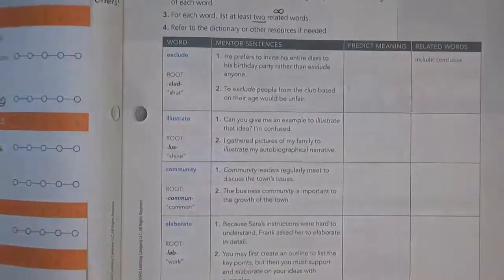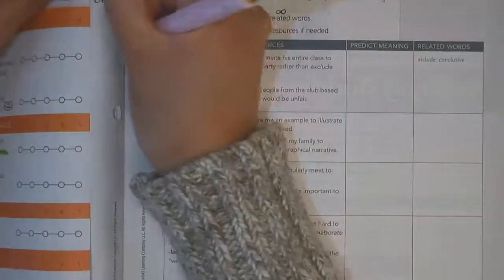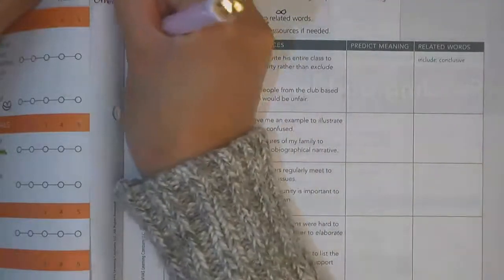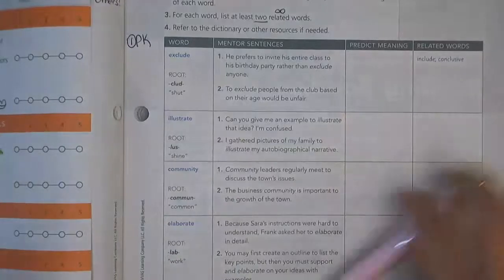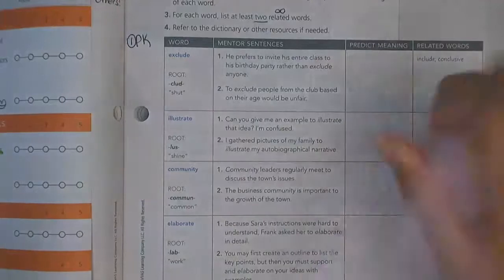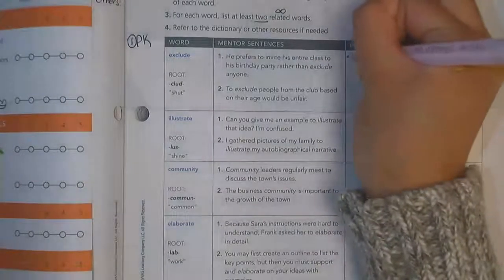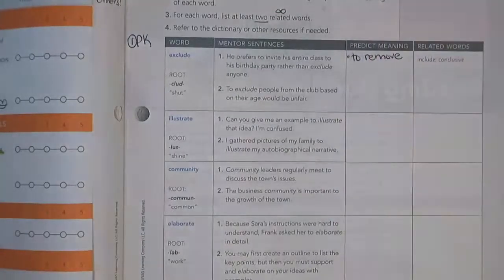So I'll do the first one with you. Your steps are also on page 5, but remember your steps. Your first step is your PK. What do you already know about the first word? Well, to exclude means maybe to, I think it means to remove. That's some PK I have. I'm going to write it over here.